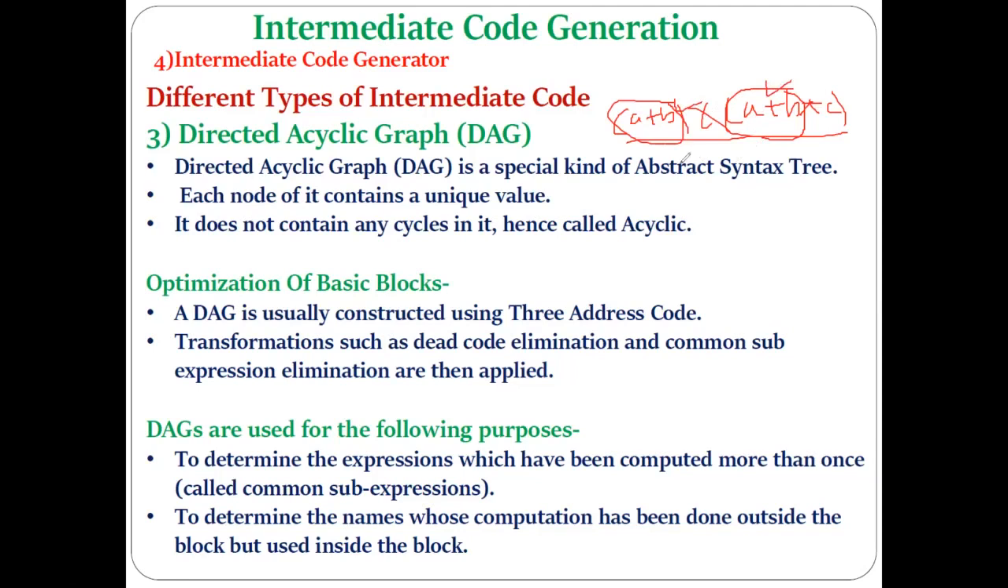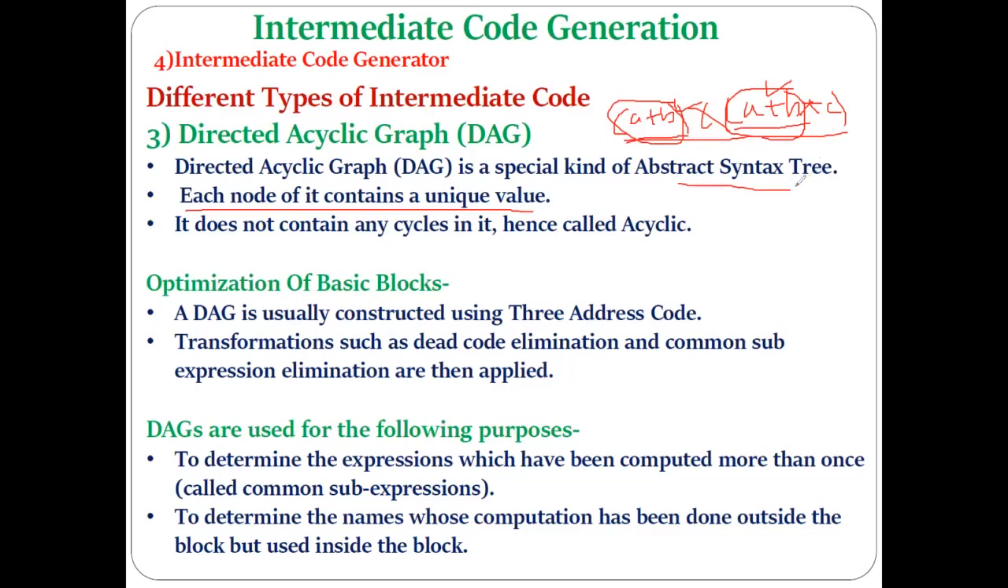But in case of the DAG, the node will be generated for the unique value only, for the unique expression only. Understood? Means a plus b here and a plus b here, this is the same kind of sub expression. So in the syntax tree, even if these two expressions are the same, two nodes will be generated for this. Understood? But in case of the DAG, only one node will be generated for this. Understood? Means that is the reason I have mentioned each node of the DAG contains the unique value. Means for the repeated value, nodes will not be generated in case of the DAG. But in case of the abstract syntax tree, for the repeated value also a node will be generated.